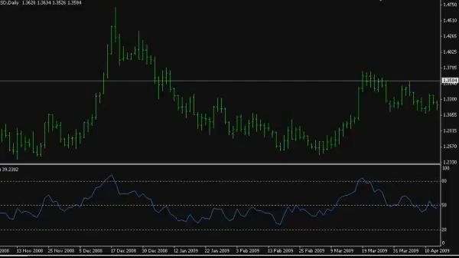This is all we wanted to tell you about a popular RSI oscillator. We hope that this information will make your trading more successful.